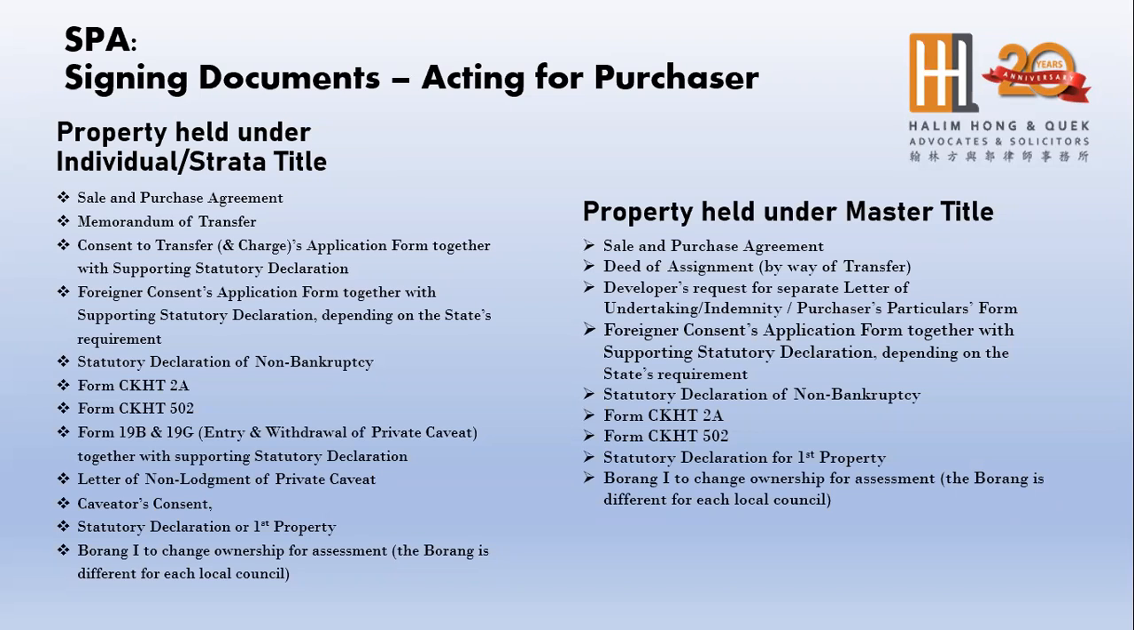Then caveator's consent. Caveator's consent is a document that is only applicable for property with restriction. It means that after you stamp the SPA, you enter a caveat, and this is to protect the purchaser's interest while waiting for the consent to transfer. But once you enter a caveat, you have to give the caveator's consent so that the application for consent to transfer can proceed at the relevant land office. Then after that, ST for first property, if applicable, and Borang I. Borang I is to change ownership for assessment.